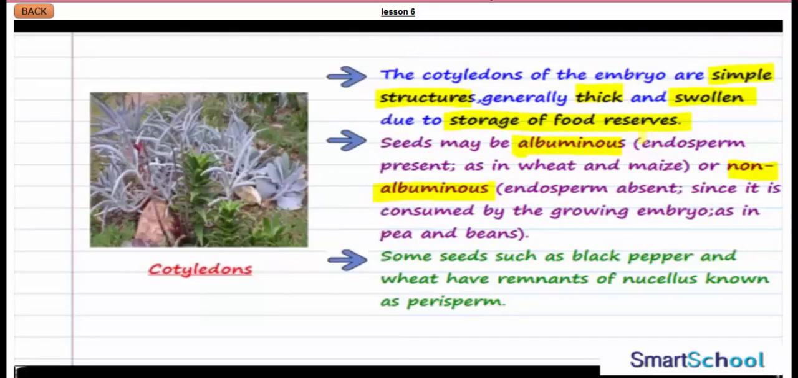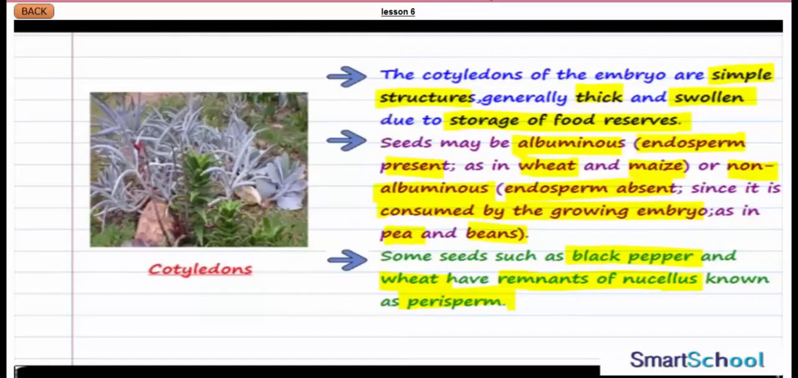So there are two kinds of seeds, albuminous and non-albuminous. Albuminous are the ones which contain the endosperm, that is the endosperm is present, for example in wheat and maize, and the non-albuminous are the ones in which the endosperm is absent since it is consumed by the growing embryo, for example in pea and beans. Some seeds such as black pepper and wheat have remnants of nucellus known as perisperm. So there are a few seeds, for example black pepper and wheat, which contain the remaining parts of the nucellus known as perisperm.